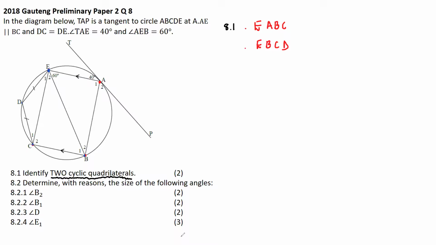8.2. Determine with reasons the size of the following angles. B2. So there's B2 right here.